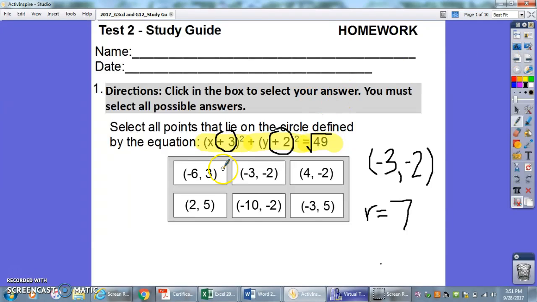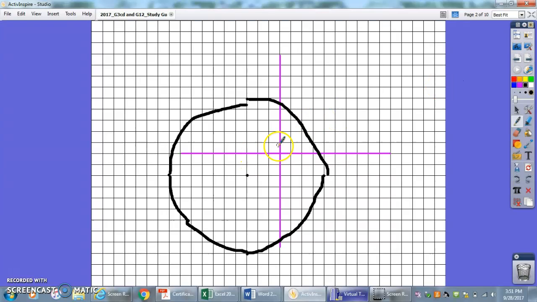Okay, so the first one I'm going to check is if negative 6, 3 is on my circle. So I'm going to go back over here and plot negative 6, 3. Alright, that point is right here. So I would say that's not on the circle, that's inside the circle. Because if you make the curve go through that point, it's going to look more flat on that side of the circle. Alright, and the circle needs to be that nice round shape. So that's a no. It's on the inside of the circle.